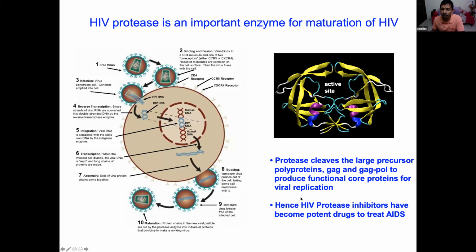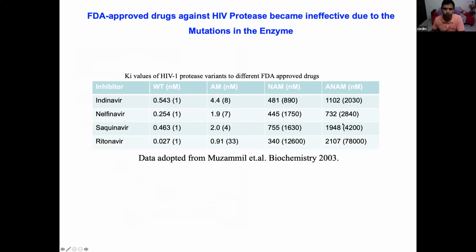Therefore, there are 10 FDA-approved drugs which can inhibit the activity of this particular enzyme, HIV protease. Looking at the experimental data, these are different FDA-approved drugs, indinavir, nelfinavir, saquinavir. They are different FDA-approved drugs, and they act against the mutants of the protease. Here, different mutants are shown. This is the wild-type protease. This is protease with an active site mutation, protease with a non-active site mutation, and protease with active and non-active site mutations. Look at the values in the brackets.